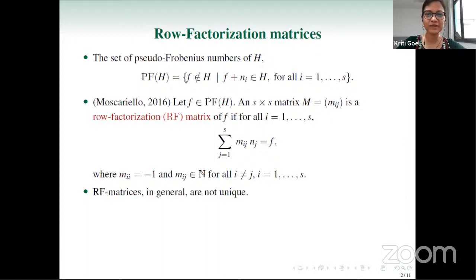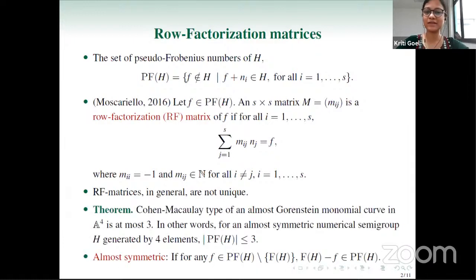Of course, I'll also give an example of the same, but once we have the setup of row factorization matrices, what can we do with it? Since Moscariello defined it, what was the thing that he could prove using this kind of tool or technique? This is very interesting because something as simple as matrices could help him prove the following theorem. He proved that the Cohen-Macaulay type of an almost Gorenstein monomial curve in A4 is at most 3. In other words, in the language of numerical semigroups, for an almost symmetric numerical semigroup H generated by 4 elements, the cardinality of the set of pseudo-Frobenius numbers is at most 3.